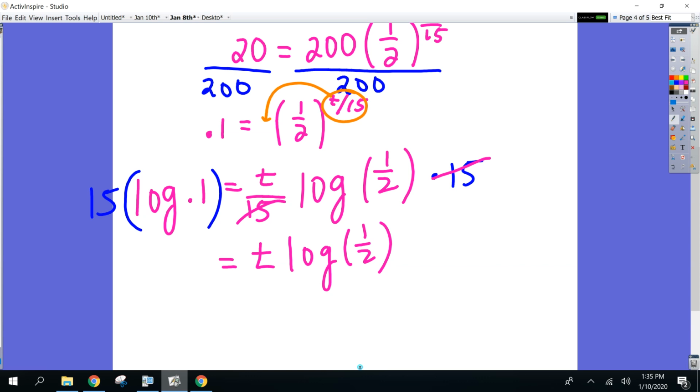What do we end up with? Negative 15, yep. Okay, one more step. How? One more step. There you go. Divide both sides by the log of 1/2.